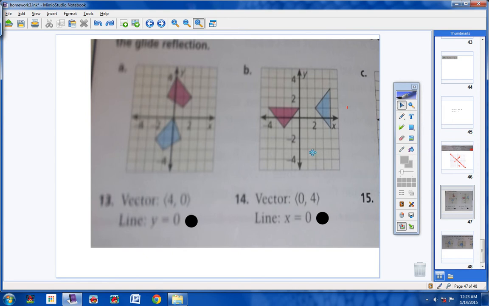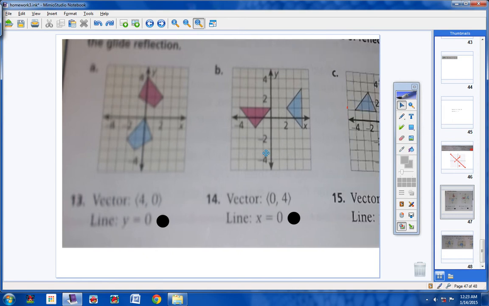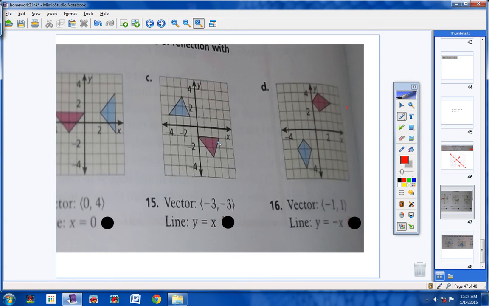Now let's take a look at this one here. If I take this one here and move my blue figure 4, 0, it would be 1, 2, 3, 4. So I'd have a point here, and then a point here. Like that, okay? So I took this blue figure and I moved it 4, 0.